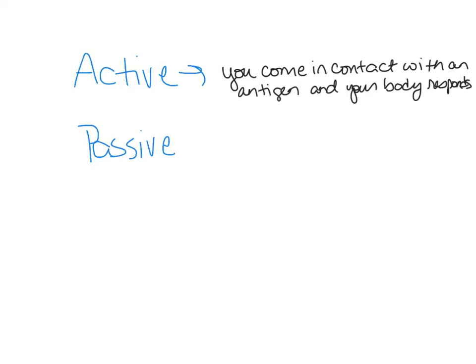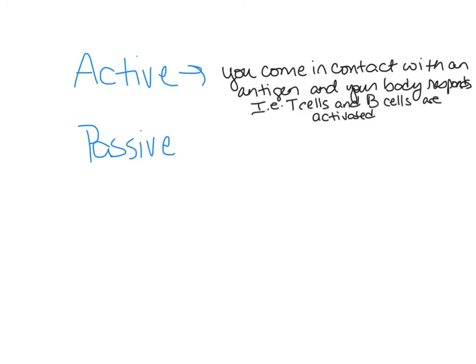There are different types of immunity. We have either active immunity or passive immunity. Active immunity means that you come in contact with an antigen and your body responds. I'm going to show you how it responds in just a little bit, but it responds.